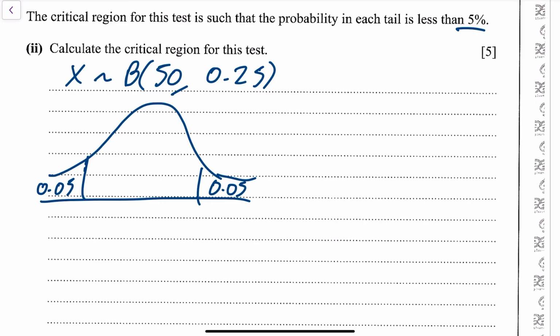find the critical region for this test such that the probability in each tail is less than that. So less than is a key bit. Sometimes it's close to. Okay, so maybe if this area was like 0.051, and the X value that did that was 2, you would use 2 because that's pretty close to 5%. But this one, they've been very specific and they said it has to be less than.